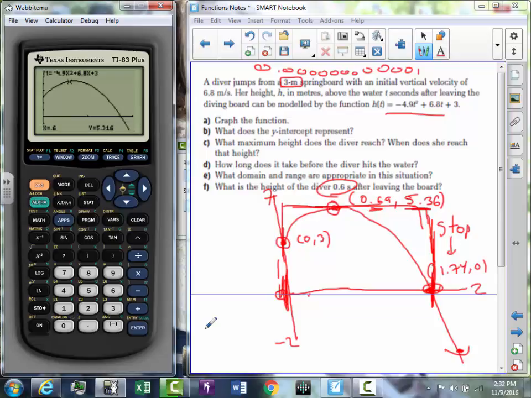That makes sense? All you got to do is just do the value on your calculator and it'll find out, well, when she was at 0.6 seconds, that's how high she was. That makes sense.